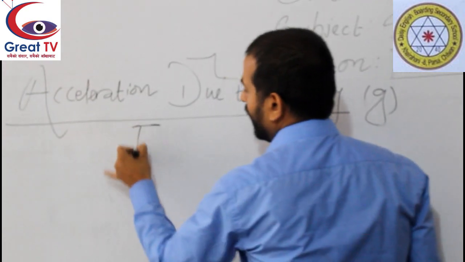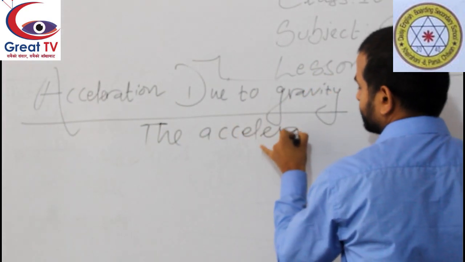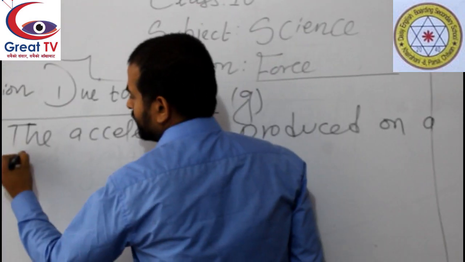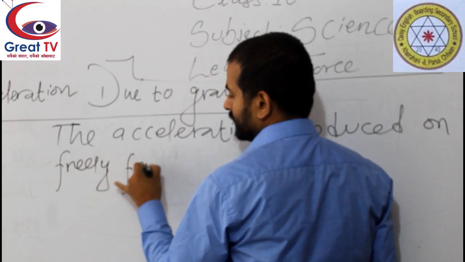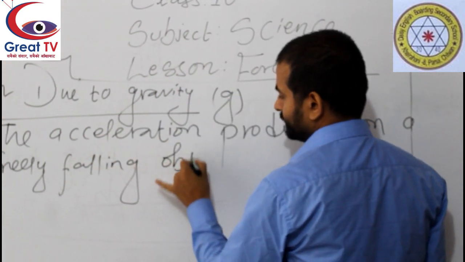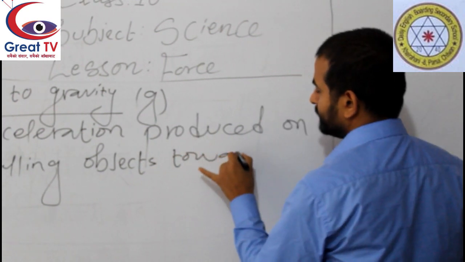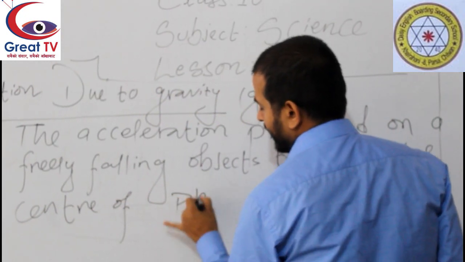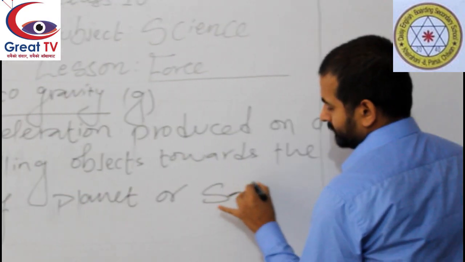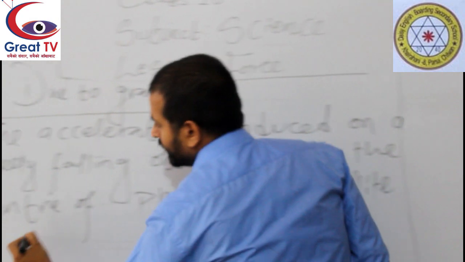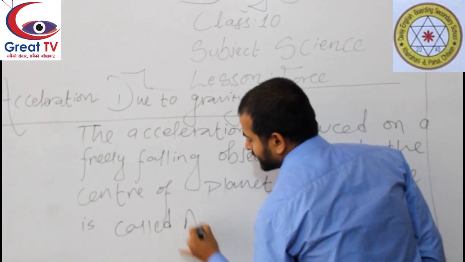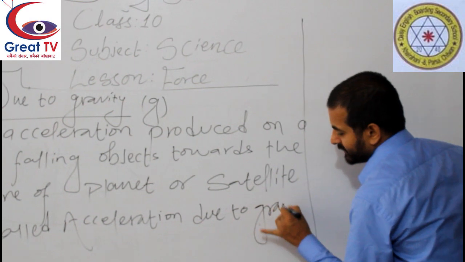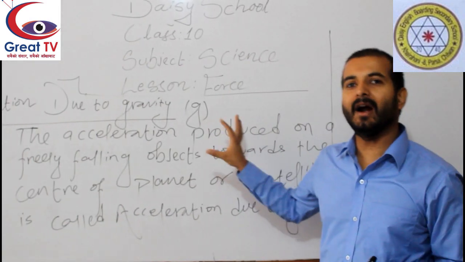The acceleration produced on a freely falling object towards the center of a planet or satellite is called acceleration due to gravity. So my dear students, this is how we have to write in our examination.